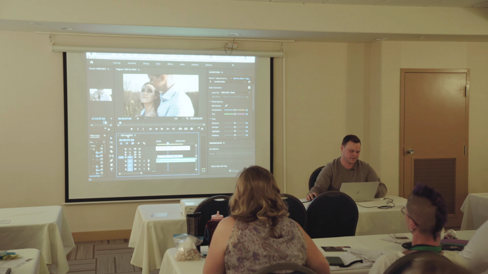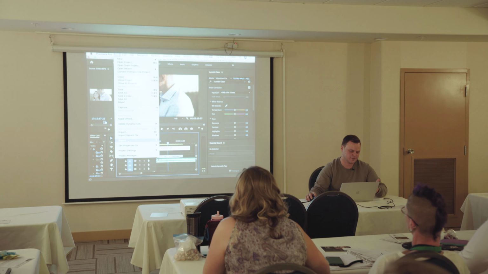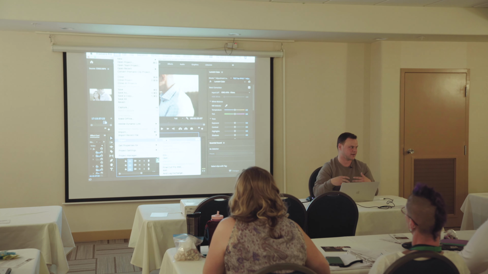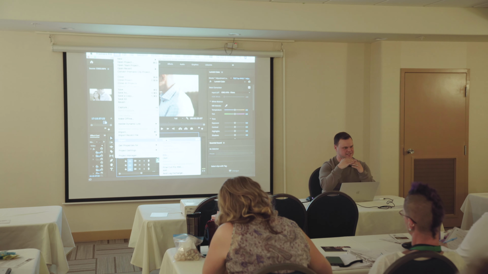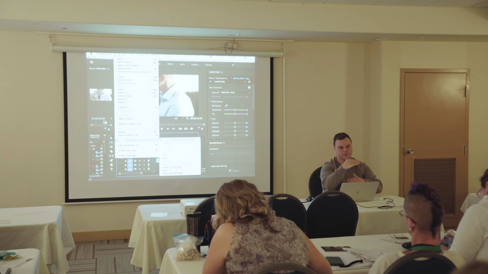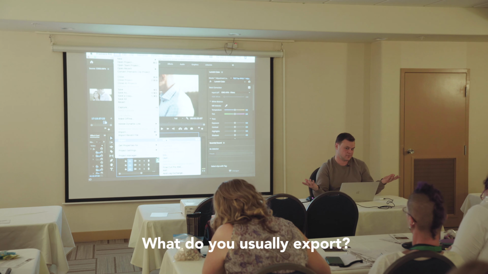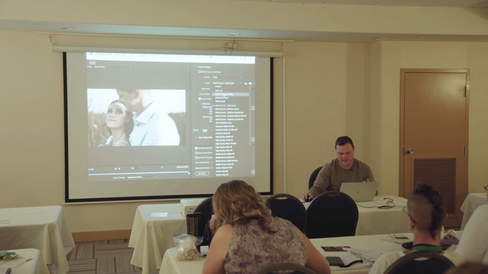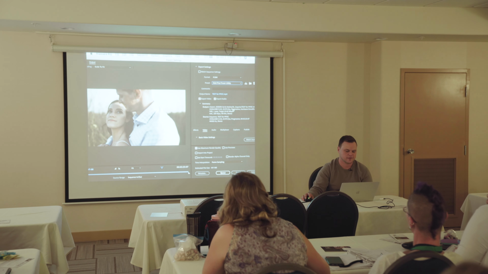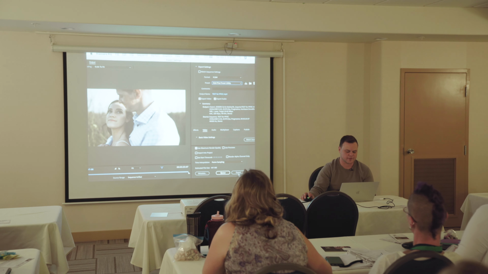You take your sequence, you go File, Export, Media, and you pick your export. It has presets where you can literally pick one that says Vimeo or YouTube, or you can Google export settings. What do you usually export? I export a 1080p video. I made my own preset, Matt's Fat preset 1080p, and then you export it. So it'll just save it.